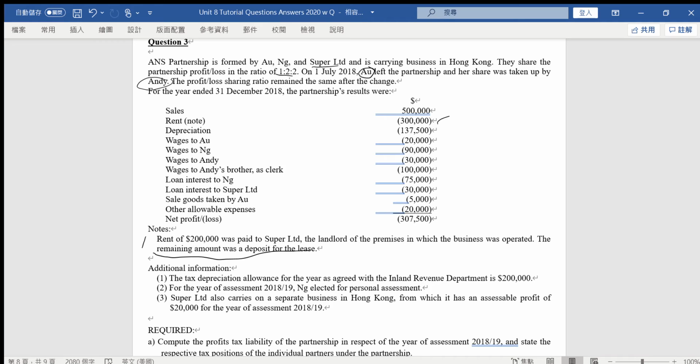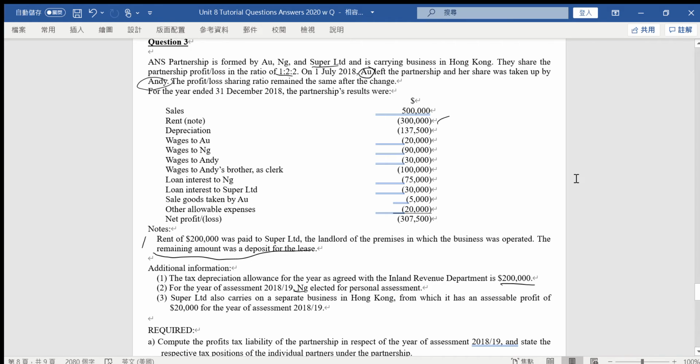Then about the company's depreciation amount, the statutory depreciation amount is $200,000, and that should be allowed as a deduction. Also, one of the partners elected personal assessment. Because of that, we need to allocate the profit or loss to each of the partners.